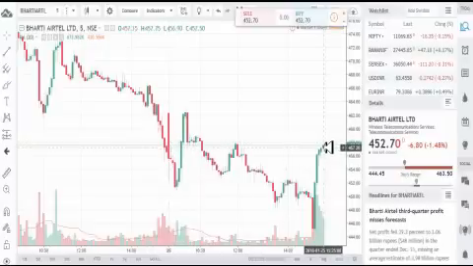So that is 62 minus 57. That's 5 rupees. Correct? So around 5 rupees. So 100 shares would have got you 500 rupees for this particular trade. Right?